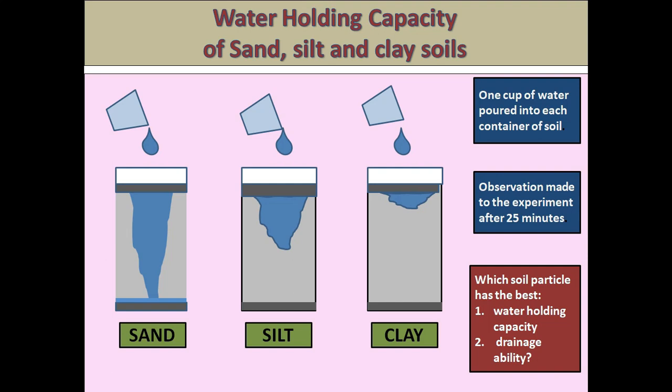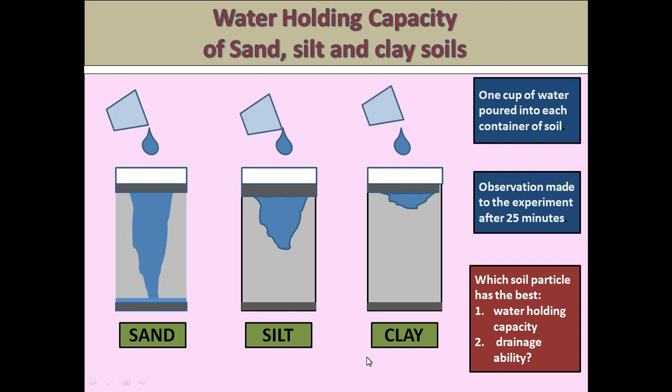Water holding capacity. Which one shows that it has the best water holding capacity? The water was poured from the top. Let's look at the sand. The water drains all the way from the top to the bottom. Some of the water was seen in the bottom of the container here. With silt, the water drains only to half the container of soil, and with clay, just a small amount of water moves down. So which one would have the better water holding capacity? The answer would be clay.